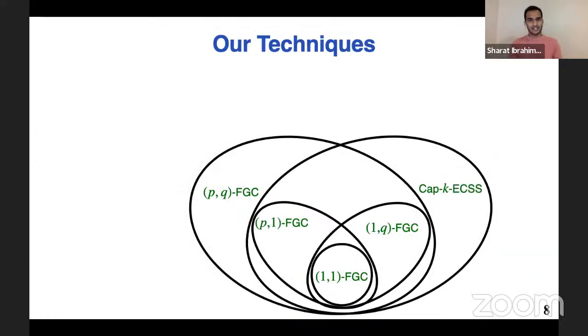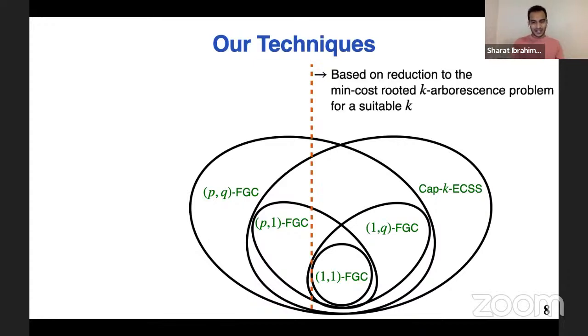Let me quickly mention, at a very high level, what techniques we use. For all the problems to the right of this orange line, for these 3 problems, our approximation algorithm is based on a reduction to the minimum cost rooted K-arborescence problem for a suitable choice of K.